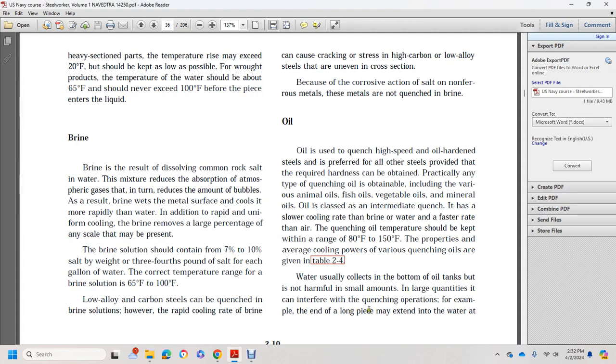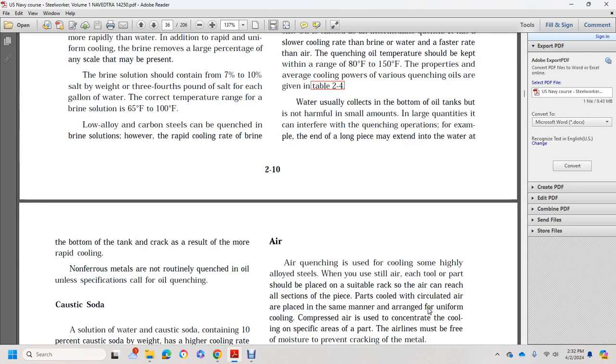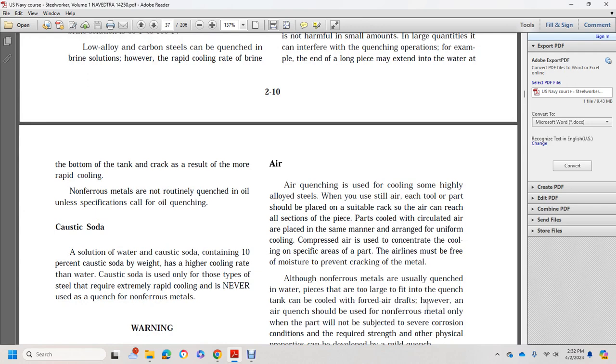For example, the end of a long piece may extend into the water at the bottom of the tank and crack as a result of the more rapid cooling. Non-ferrous metals are not routinely quenched in oil unless the specification calls for oil quenching.